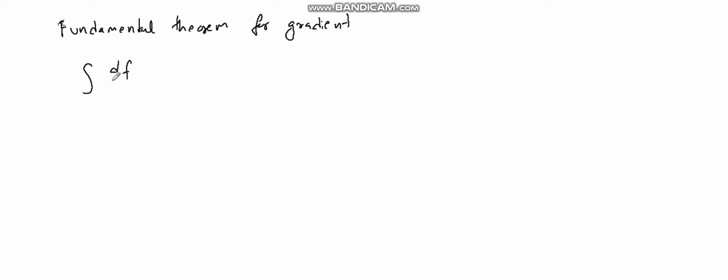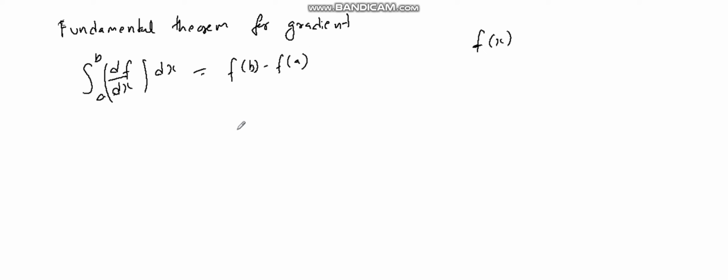Let's say we have a function f, which is a one variable function, and the variable is x. We take the derivative of that with respect to x. This is the rate at which f is changing with respect to x. Integrating over dx from the range a to b, that will give the value of the function at b minus the value of the function at a, right? So this is valid for one dimension.